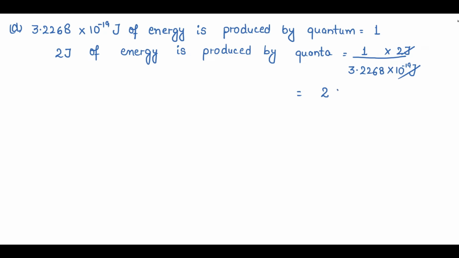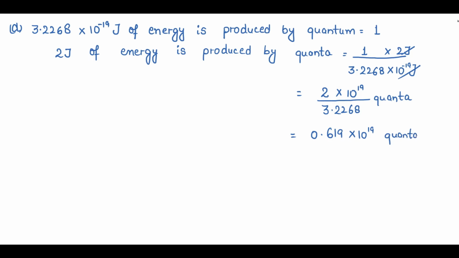When I take this value in numerator, it will change its sign. So it will be 10 raised to power 19, divided by 3.2268. And here units are quanta only, right? So 2 divided by 3.2268, it will be 0.619 into 10 raised to power 19 quanta.